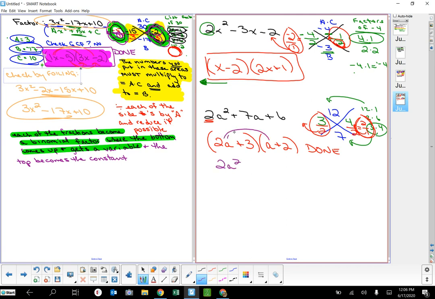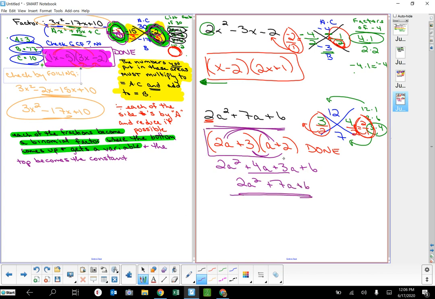2a squared plus 4a plus 3a plus 6. Look, it took me like 4 seconds to do that. 2a squared, I combine like terms, plus 7a plus 6. I have here what I started with. So this is the factored form of that problem. So that's the answer, right?